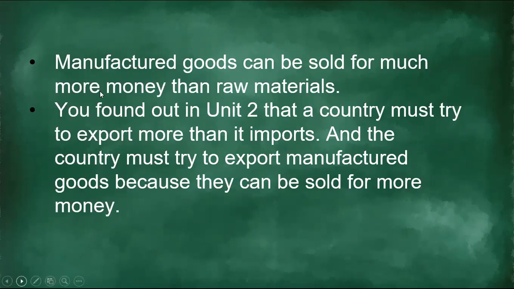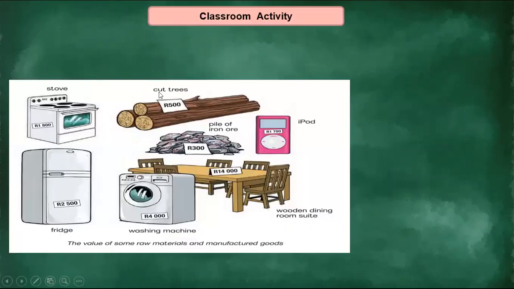Here we have a stove. The stove costs 1,800, and then we have trees, wood, they cost 500, and then here we have the iron ore, and it costs 300, and then the iPod, 1,700. We have the wooden dining room suite. It costs 14,000. And then here we have the washing machine. It costs 4,000. Okay. So these are the values of some raw material and manufactured goods. This is how the values are.